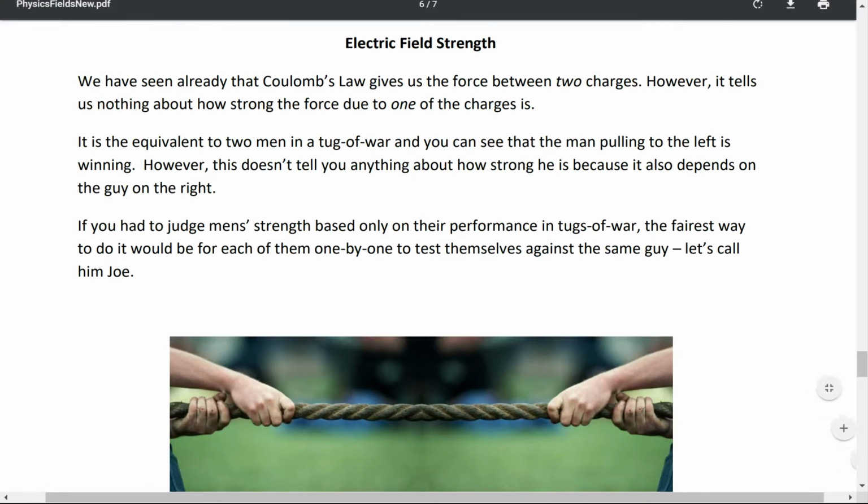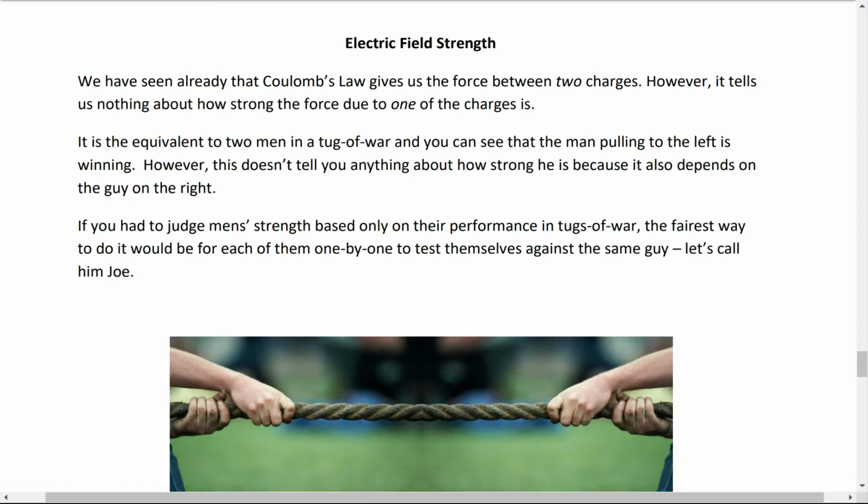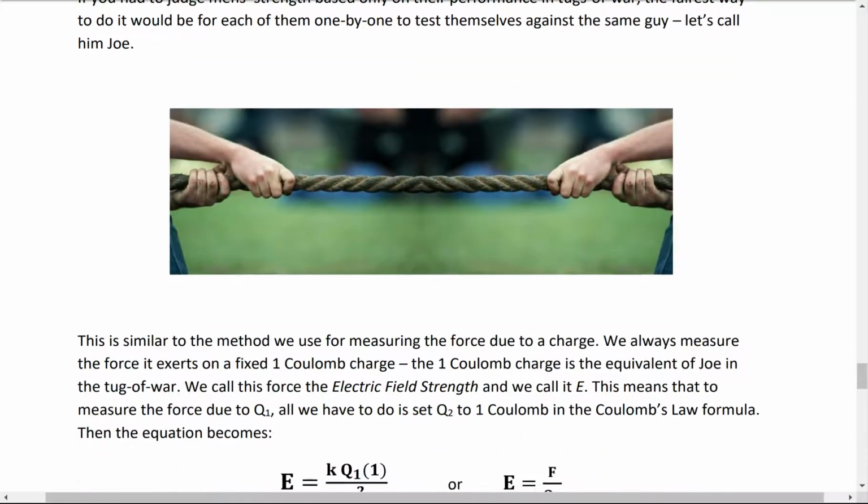And it's the equivalent, I always find, to explain the concept, it's like two men having a tug of war. And the guy pulling to the left is winning, for example. That doesn't tell you anything about how strong he is, because it depends on the guy on the right as well. So it's the same problem. How do you judge each man's actual strength if you're going to use a tug of war to judge it? I suppose the fairest way would be to get one fella, say we call him Joe for the sake of argument, and they all pull against the same guy every time, and then we have maybe a better idea who's the strongest. If it's a fair test, they're all pulling against the same guy. And it's the same thing in this.